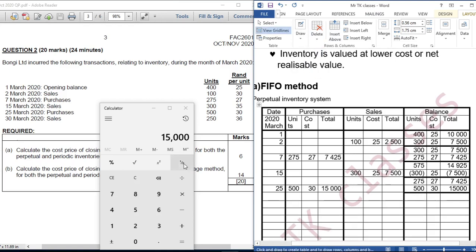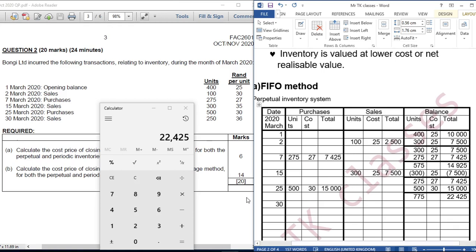Okay, since this is a purchase, it means inventory is coming into our organization. 275 plus 500, 775. Then let us come here. 7,425 plus 15,000, 22,425. Okay. Then now, what happened next?